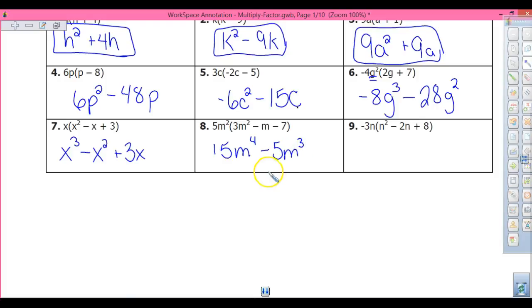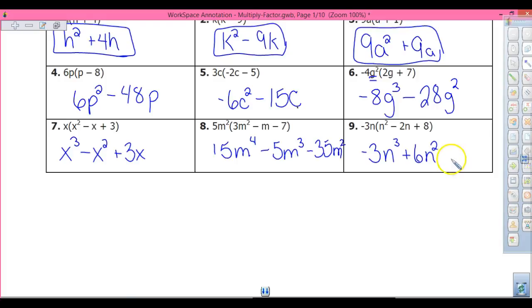cubed, because you have m squared and you're adding another m to it, minus 35m squared. Okay? Alright, so be careful with your minus signs. So now I've got a negative 3n out front, so I have cubed. Now I have a negative and a negative, so that's going to turn into a plus 6n squared, yep.